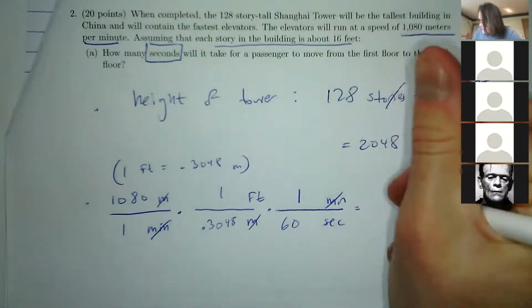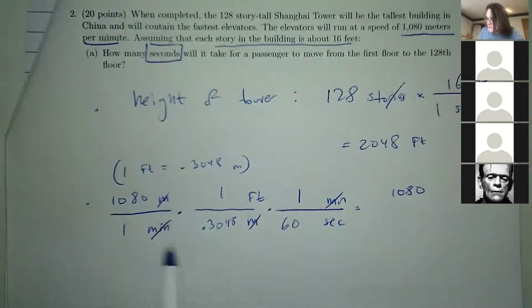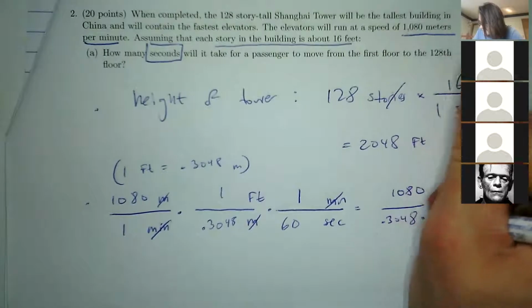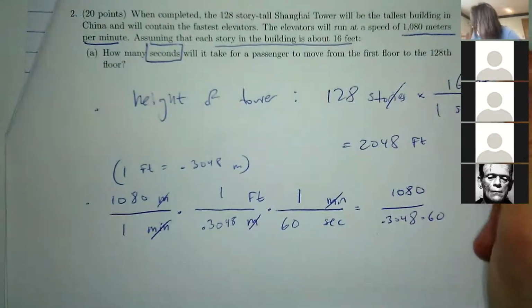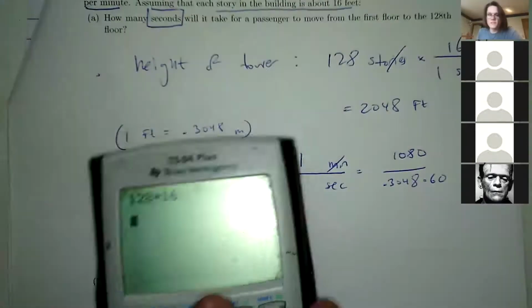So this is equal to 1,080. That's the only number in the top besides ones. And then the bottom, I get 0.3048 times 60. And this is feet per second. All right, so let's see what that number is.